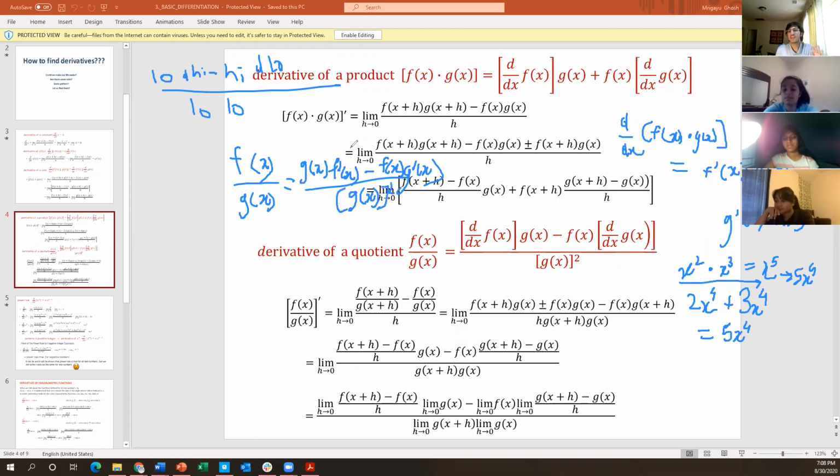And honestly, once again, every single time you use the quotient rule, I said product rule, I'm sorry, it's the quotient rule. Every single time you use the quotient rule, you don't need to write it out. If you need to the first couple of times, go ahead and write it out, but generally you don't need to think about it like this.